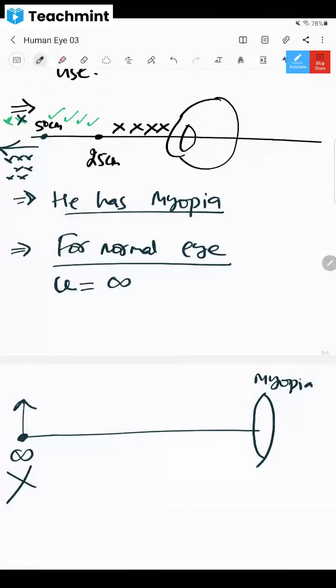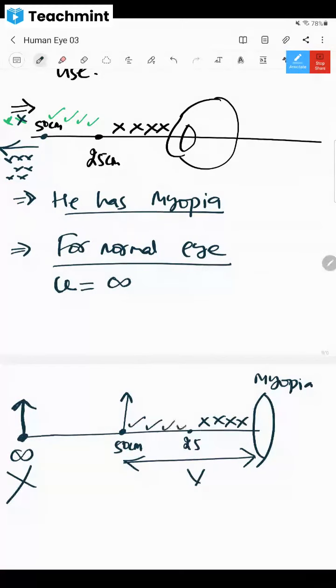Now this object distance is infinity. If the image of this object is formed somewhere here at 50 centimeter, whether it is inverted or erect is a different issue. We have other methods for this. If the image is formed at 50 centimeter, is he able to see or not? He can see. Within 25 centimeter he cannot see. But from 25 to 50, in this region, he is able to see. After this also, he is not able to see.